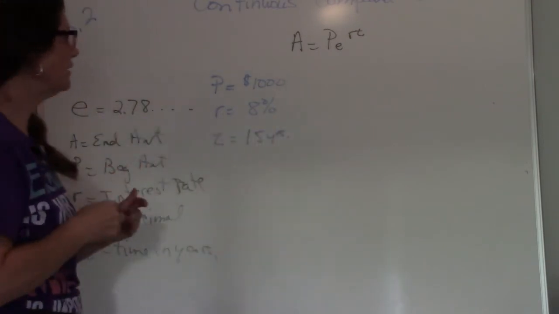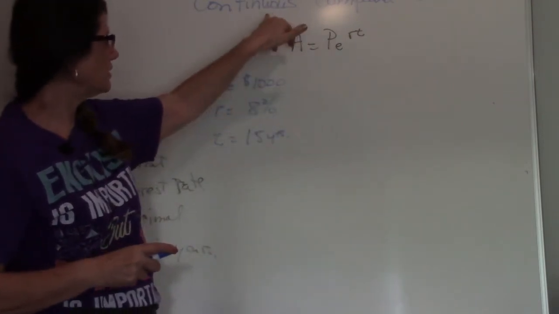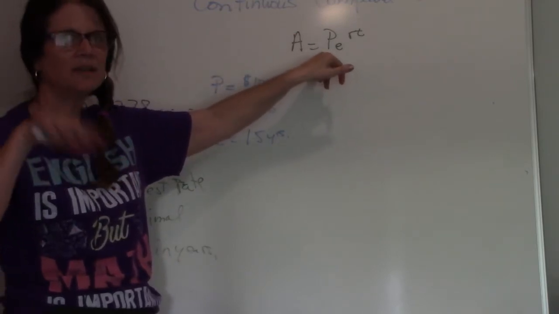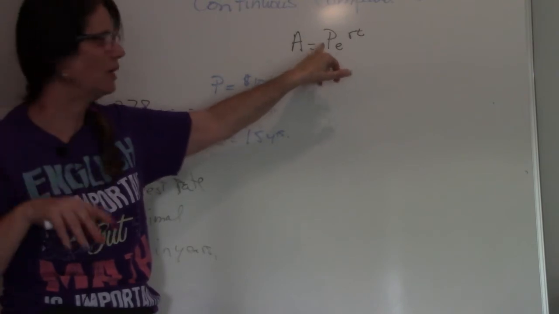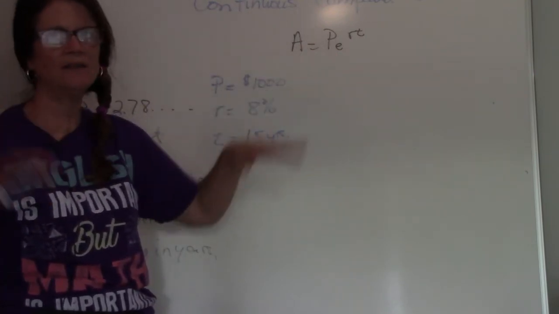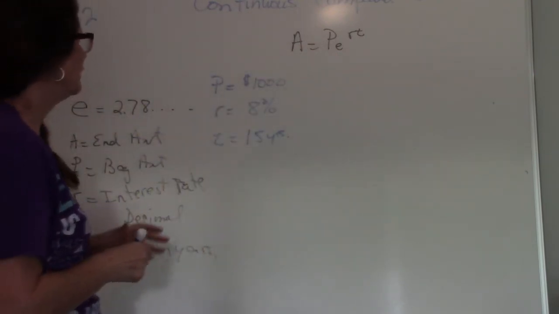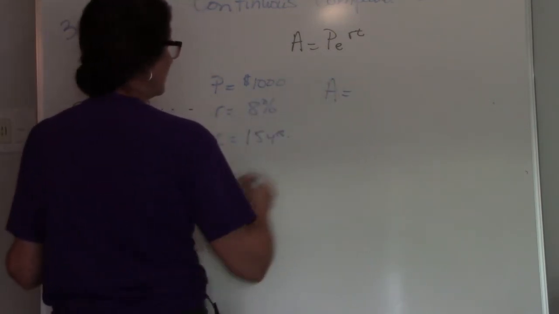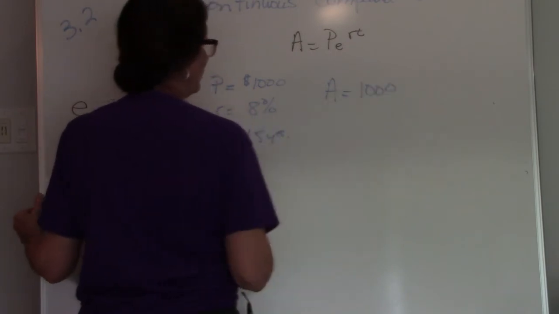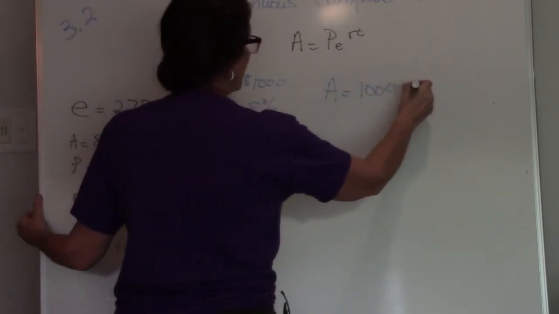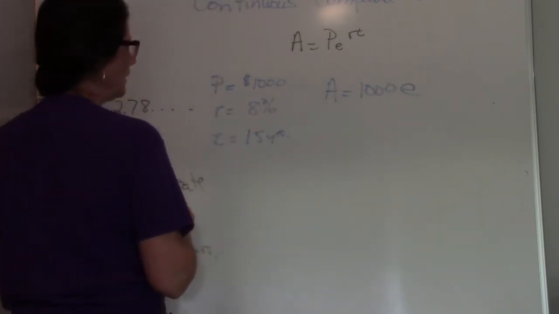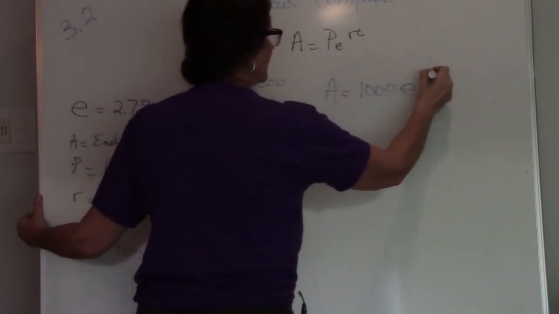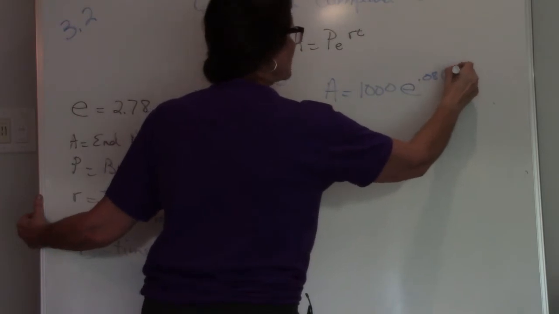Again, this principle with continuous compound interest is a one-time investment. I'm not continually adding more money to it. It's one time, and I'm letting it sit and earn interest. So here we go. We're looking for our amount. Our principal or beginning amount is 1,000. We will always have the natural number e. My rate is 0.08, and my time is 15.